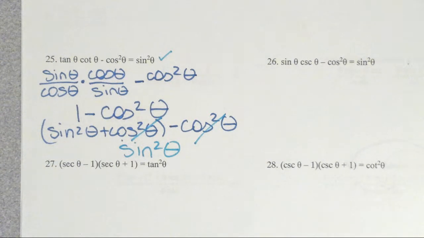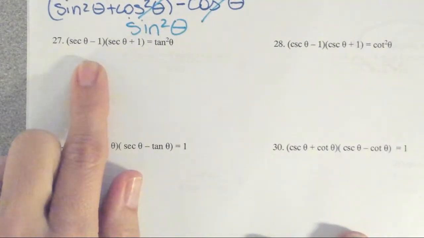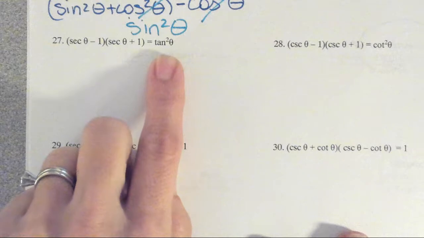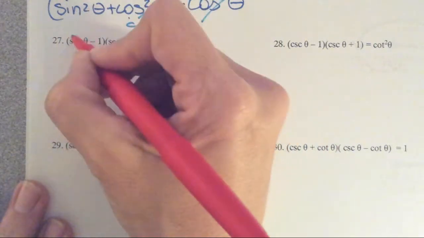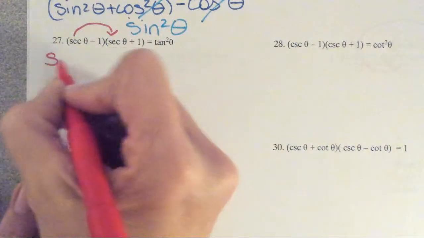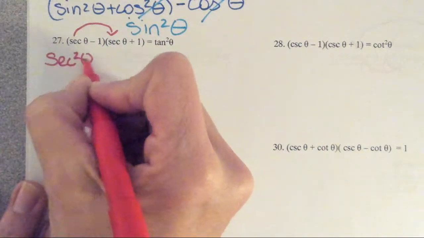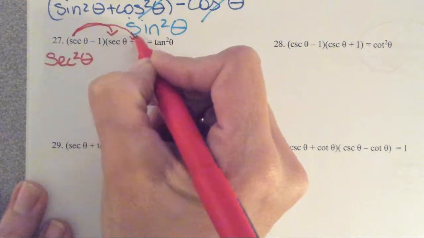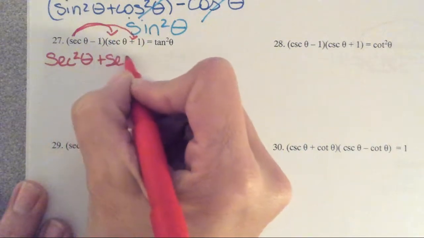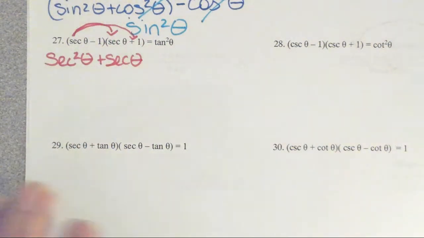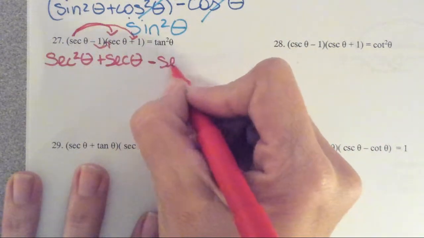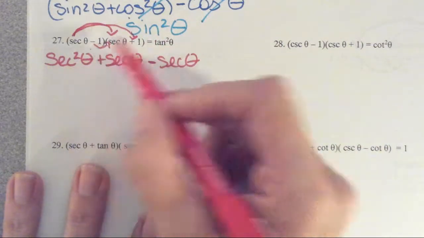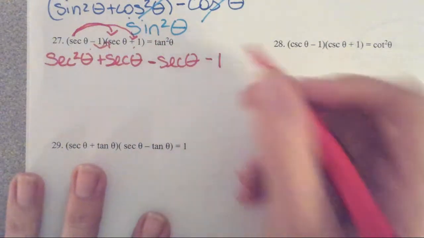All right, let's look at 27. 27 wants me to FOIL this. When I'm done foiling, I'm supposed to get tangent squared theta. So let's go FOIL. Secant times secant is secant squared. Secant times 1 is secant. Negative 1 times secant is a minus secant. And negative 1 times a positive 1 is a minus 1.